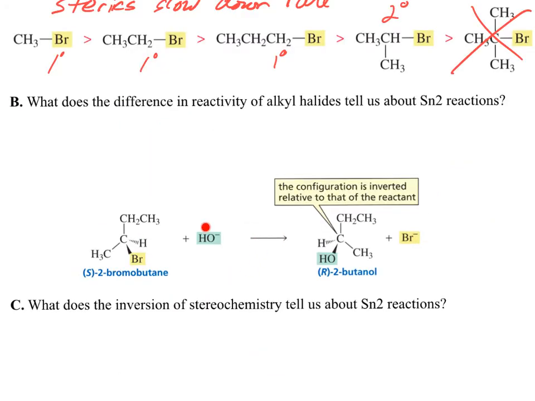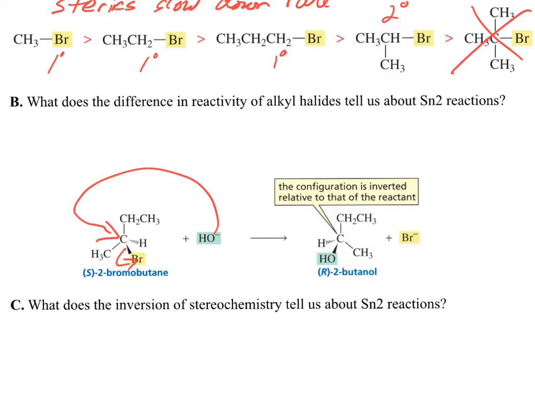So what does this tell us? This told us that we went from S to R. That means we had an inversion of stereochemistry. That tells us something about the orientation of this reaction, that the nucleophile needs to react in such a way that it comes to, we call this the backside attack. It needs to come from a certain direction. The direction matters. The orientation matters.